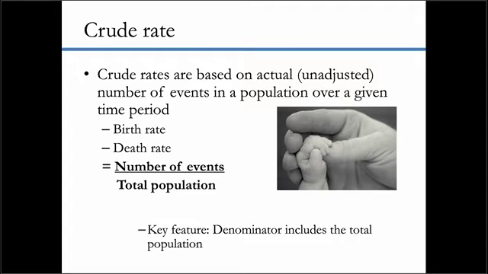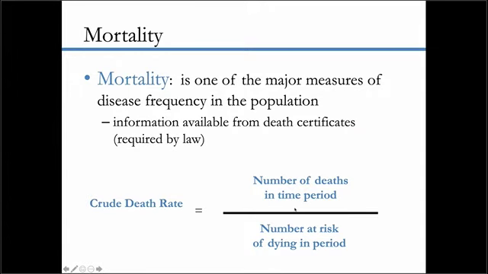So the first crude rate that we'll talk about, and one of the most important measures of disease frequency in the population that we use, is the mortality rate. And mortality rates are the most common measure of disease frequency used in epidemiology. And they are usually calculated using existing surveillance data, essentially, where all deaths are recorded on death certificates, including the cause of death. So what was it that a person died from?